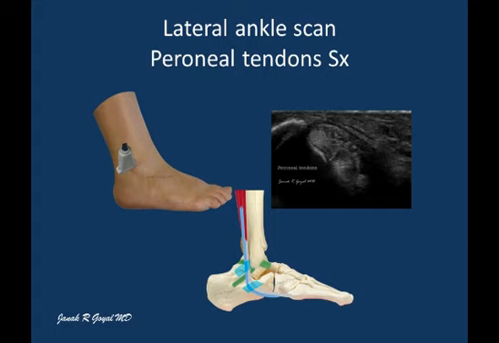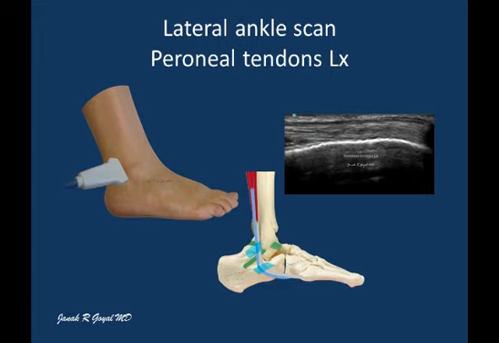Start your examination of the lateral ankle just above the lateral malleolus in the supramalleolar region along the short axis plane, and identify the muscle belly and tendon of peroneus brevis and the tendon of peroneus longus. Remember, the peroneus longus tendon is superficial and posterior to the peroneus brevis tendon, which is a very important relationship to remember.